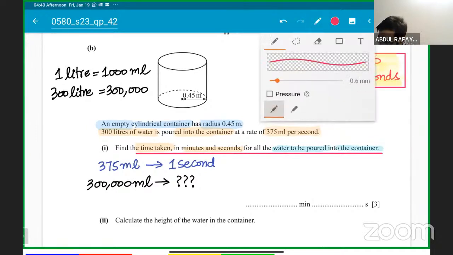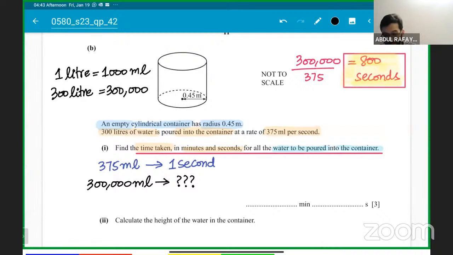Okay, and then what you do, because they are not asking in seconds only, they are asking in minutes and seconds. So you have got the answer, just divide 800 seconds by 60. So you will get the number of minutes. That is 13.33333 something. So it basically means that there is 13 minutes, and you can do 0.333 into 60 to get the seconds. It's coming 19.999 something. So you can write down 13 minutes and 20 seconds.